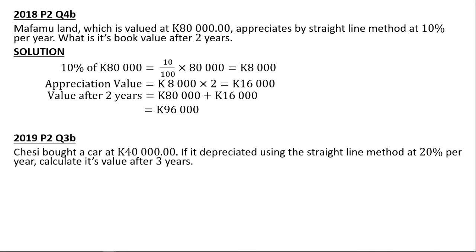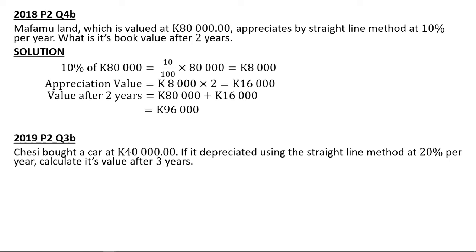2019, Chelsea bought a car at 40,000 kwacha. If it depreciates using the straight line method at 20% per year, calculate its value after 3 years.